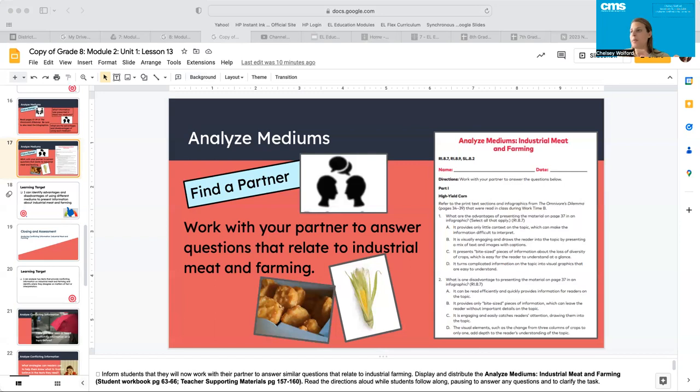Number 7, what is one purpose of showing the infographic on page 119? You should have said C, to inform consumers about the popularity of chicken nuggets and the unhealthy fats they contain.